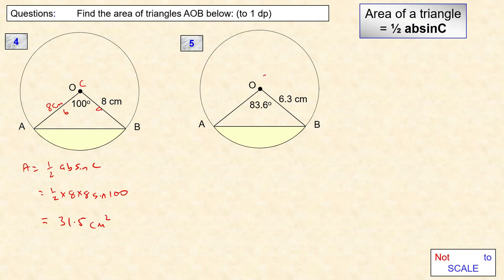Similarly here, we call that C. We've got A and B, so that's small a, that's small b, that's small c, the side opposite angle C. Write our formula, and we work through it then. A half times A is 6.3 times B is also 6.3 because it's an isosceles triangle, times sine of 83.6, the angle in between. Work it out in your calculator, you should get 19.7 centimeters squared.